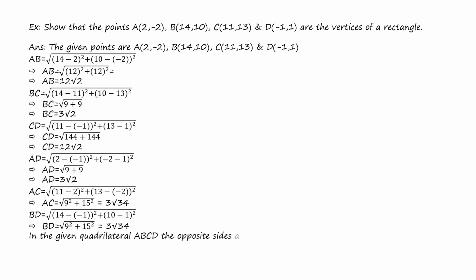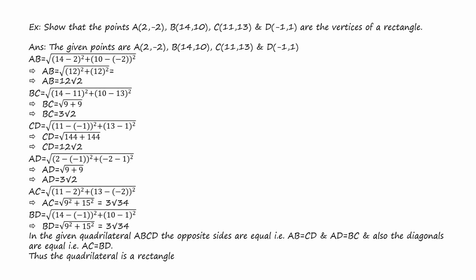So in the given quadrilateral ABCD, the opposite sides are equal, that means AB equals CD, AD equals BC, and also the diagonals are equal, that means AC equals BD. Hence, it is proved that the quadrilateral so formed is a rectangle.